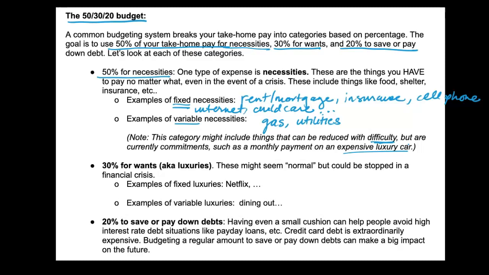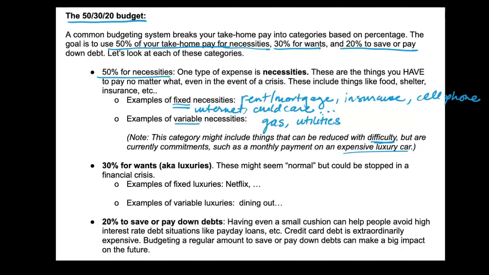And then the 30% for wants, that would be things that maybe even seem normal, but it could be stopped if you were in a financial crisis. So things like fixed luxuries would be like fixed monthly payments for things that you don't necessarily have to have. So like Netflix or like a gym membership, something like that. And then variable luxuries would be things that are just changing depending on how much you decide to spend, like dining out or maybe unnecessary new clothing, going to the movies, something like that.